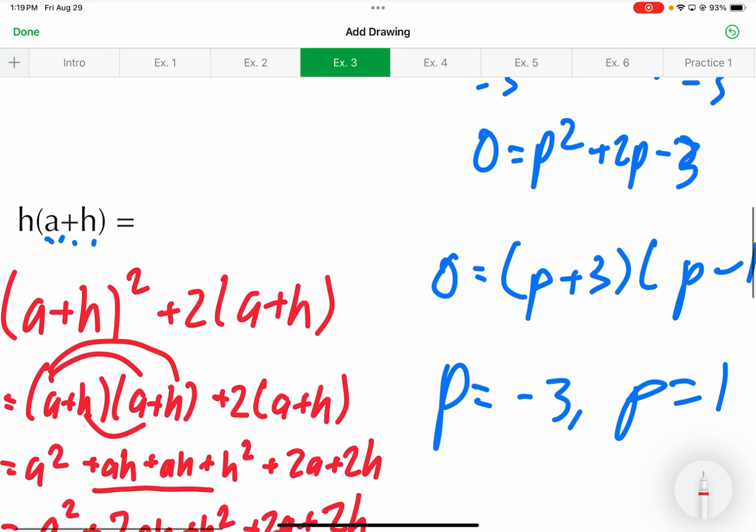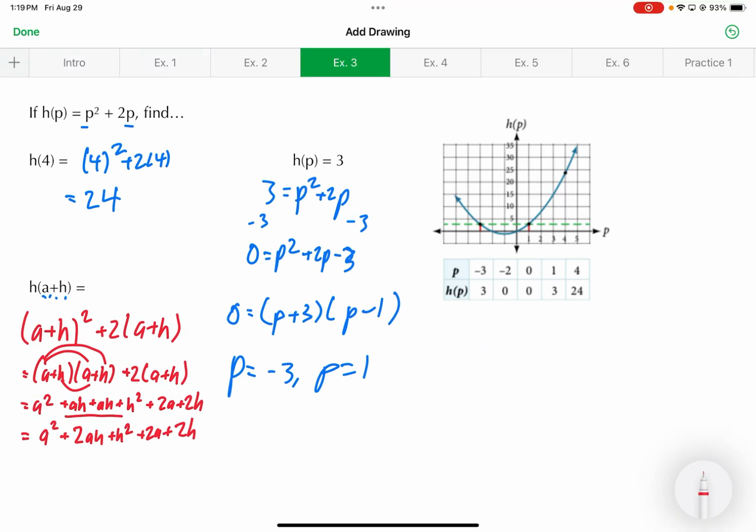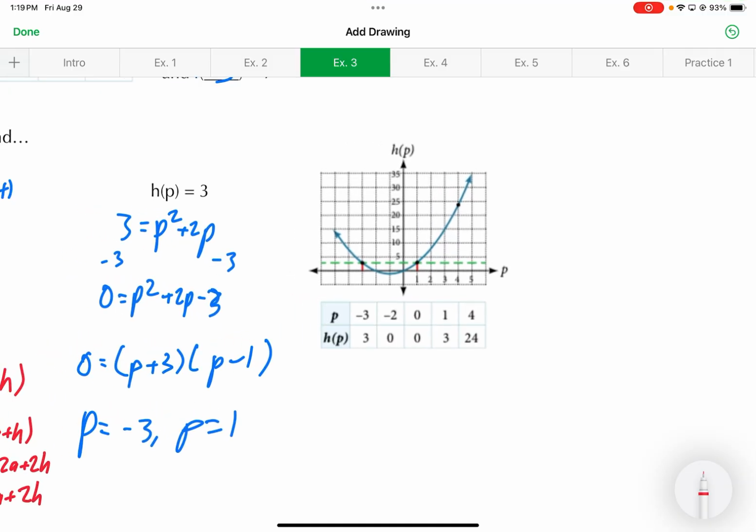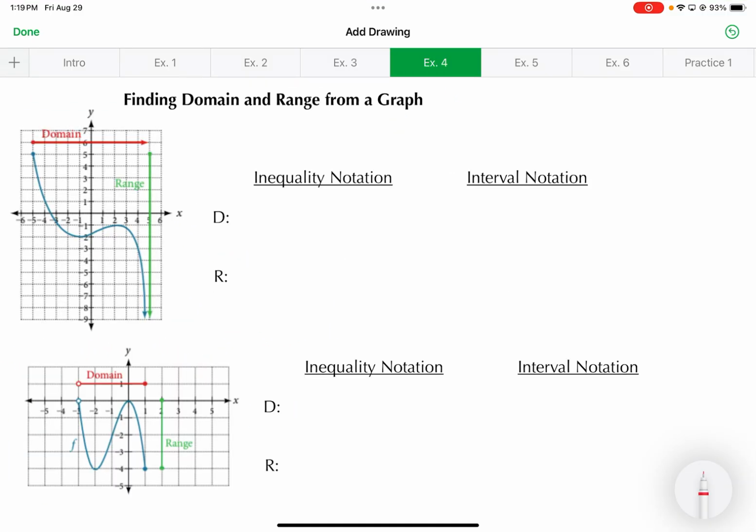Okay, all right. So again, what you're plugging in, a plus h, just replaces the placeholder of p that was in your problem. Okay, cool. Now, we can also find domain and range from a graph as well too, which is usually the easier way to go about doing it, okay? So we'll write it in inequality notation and in interval notation, so we're well versed with both.